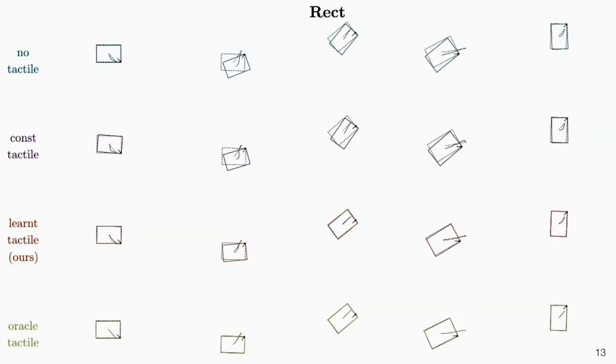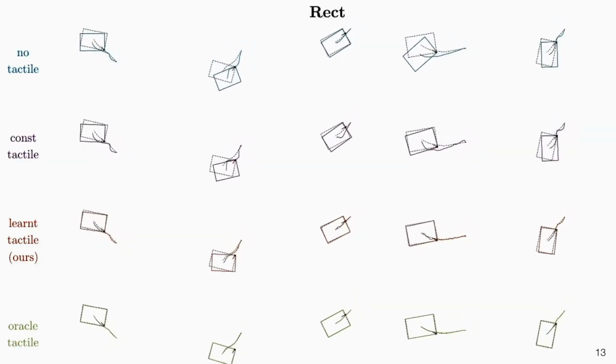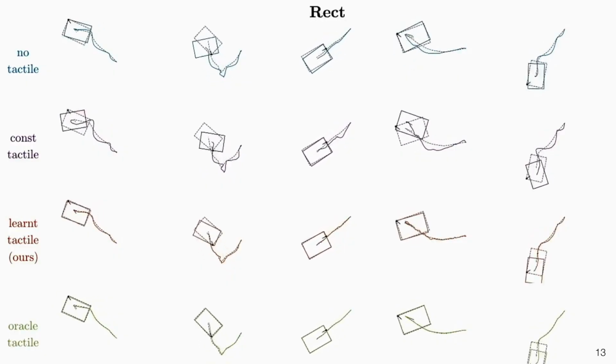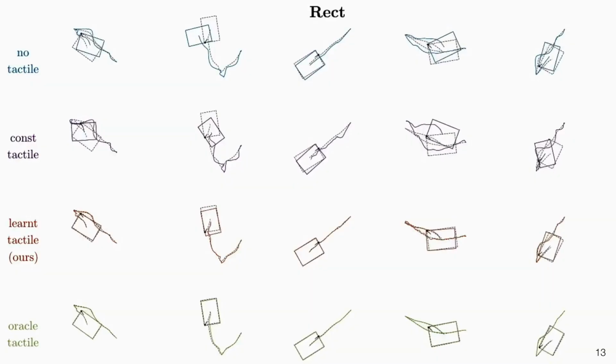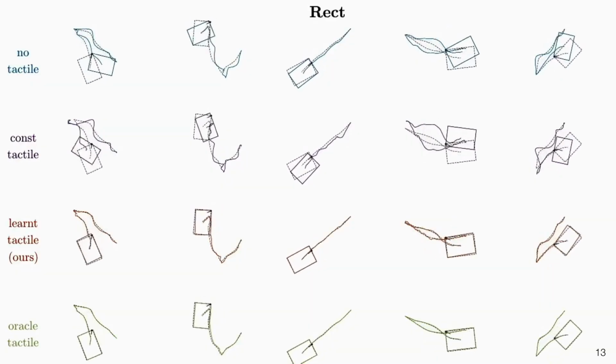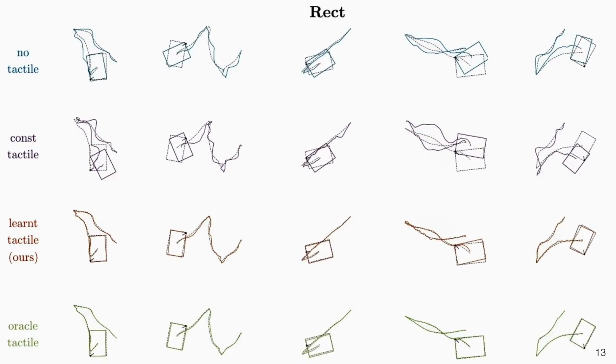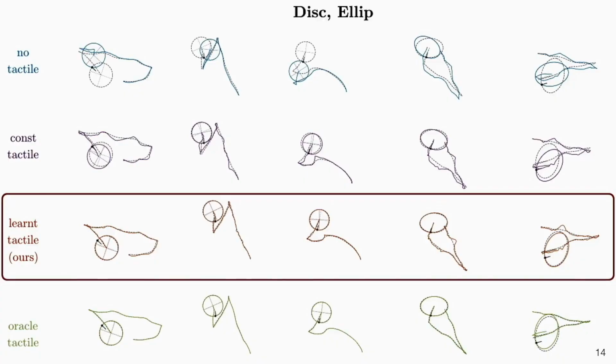Here are some results for 5 different trials pushing a rectangular object. We see that our learned tactile approach is able to reliably track the object poses over time, recovering the poses close to their true trajectory and matching oracle performance closely. Here are more results for different object shapes, a circle and an ellipse. Please check out our paper for more details and discussion.